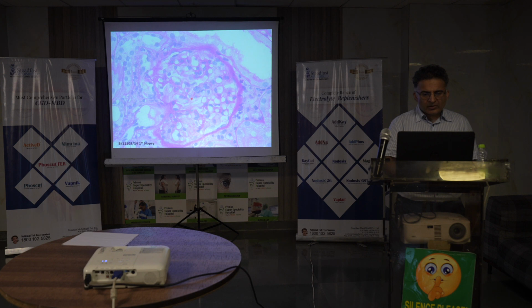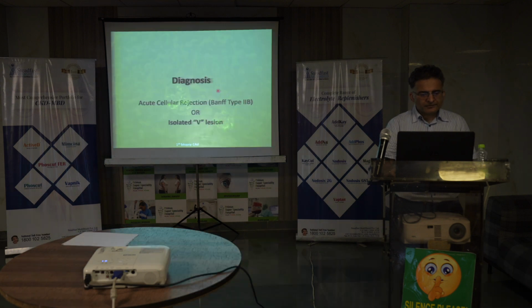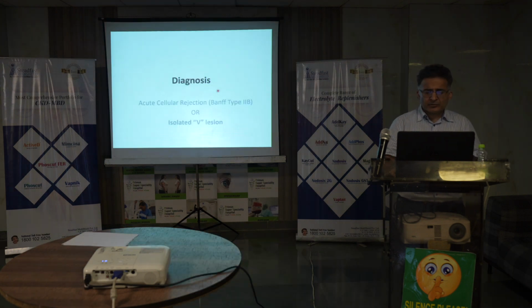So look at the glomerulus. The glomerulus is not showing... this is a PAS stain. The capillary loops are empty, so they are not showing any evidence of glomerulitis. C4D was negative. So this was labeled as acute cellular rejection 2B isolated.